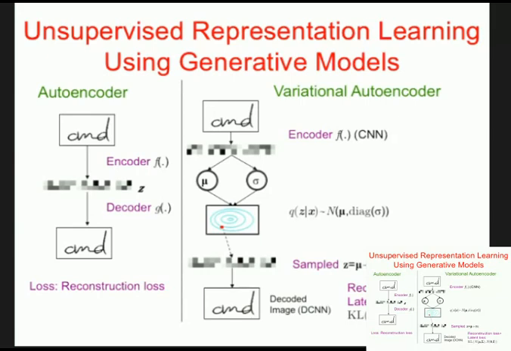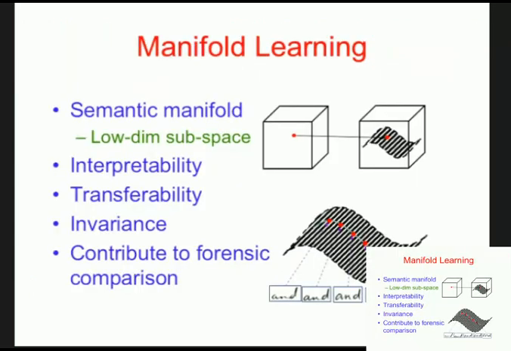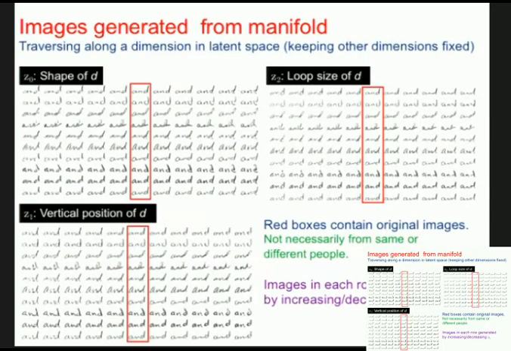And what good is this? It discovers all kinds of manifolds and tells you what kind of underlying features exist. So what he's showing is that this is finding a manifold, a semantic manifold in a high dimensional space, and it has got all these advantages: interpretability, transferability, invariance, compute forensic comparison. He was looking at handwritten digits and says the digits all lie in some kind of a space over here, some kind of manifold, and I'll show you some examples of what those mean.